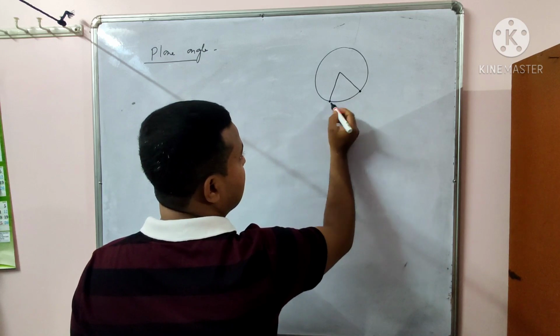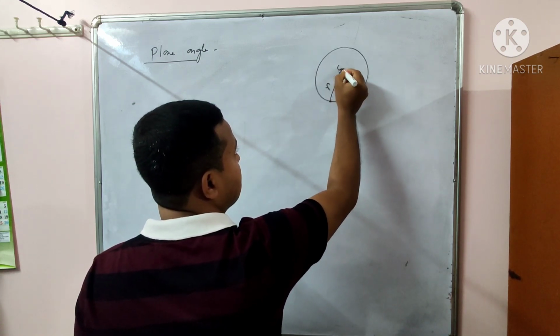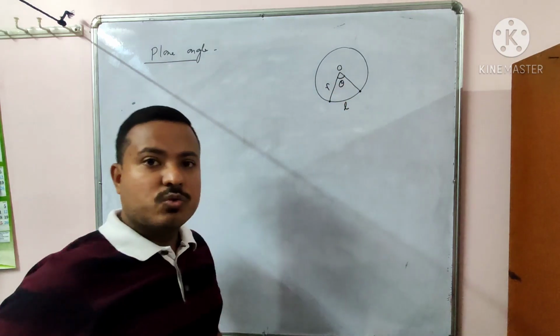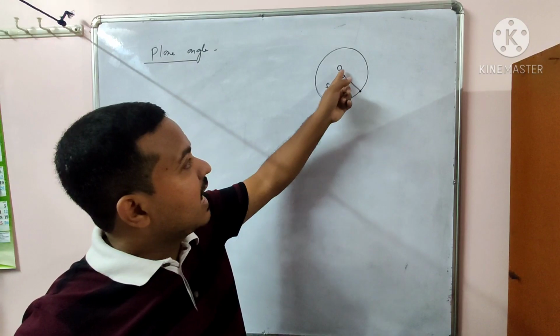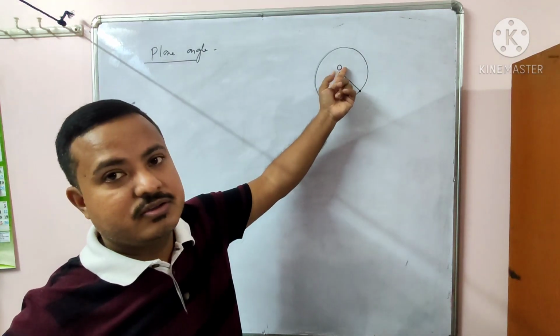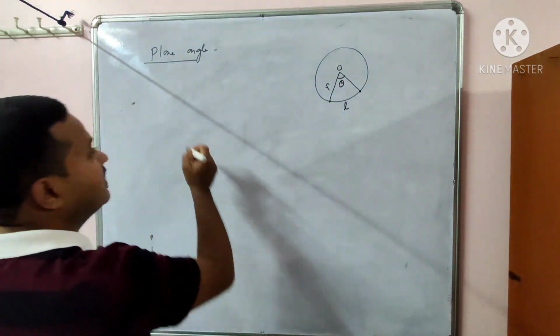Suppose this is the arc, the length of the arc is L, the radius of the circle is R, and this is the center. Then this is the angle called the plane angle. So what is a plane angle actually? It is the angle made by an arc of a circle at the center. So that angle is called what? Plane angle. Now how can you define it mathematically?